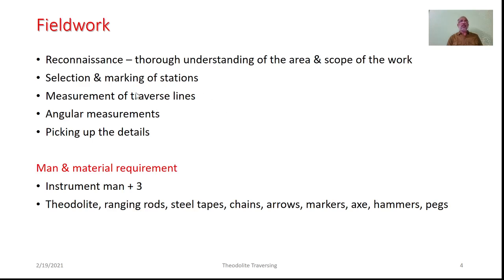Typically, in case of theodolite traversing, we need a person who will be handling the theodolite with three personnel assisting him. The equipment that we need is theodolite, ranging rods, steel tapes, chains, arrows, markers, axe, hammers and pegs. Typically that axe, hammers, pegs, markers, etc. Already you know that these are mainly involved during the reconnaissance stage of the work.